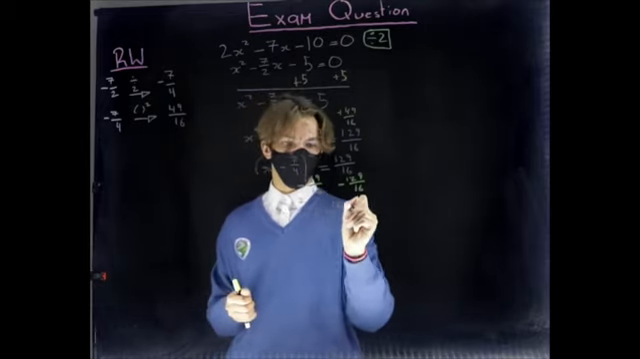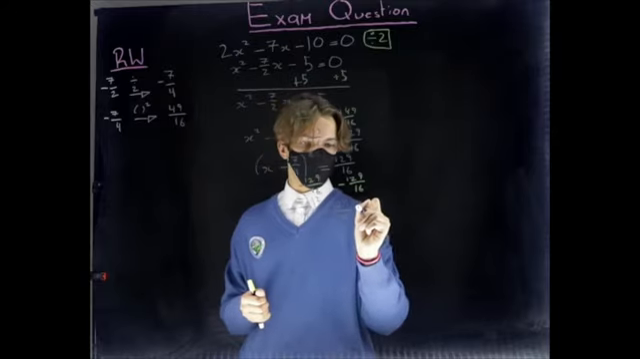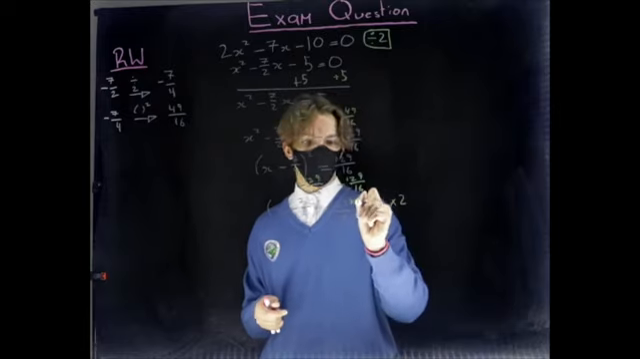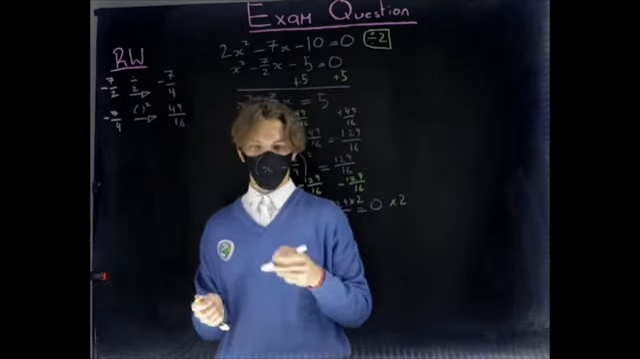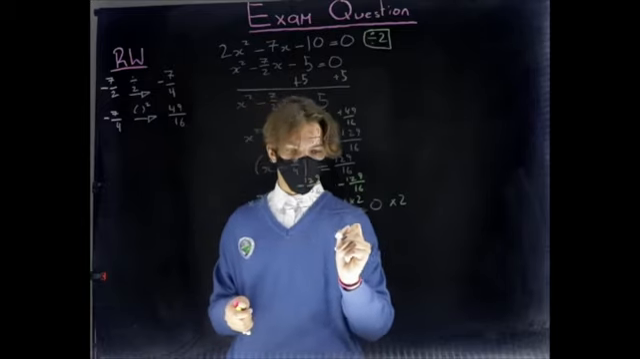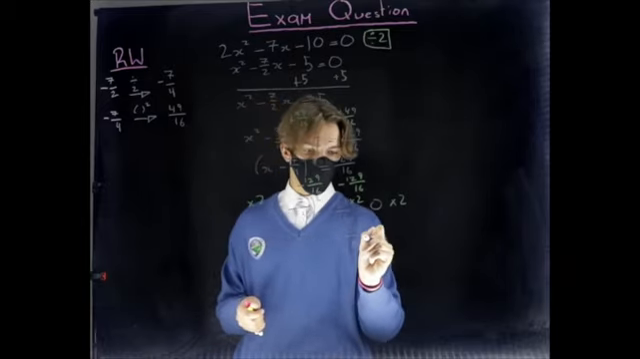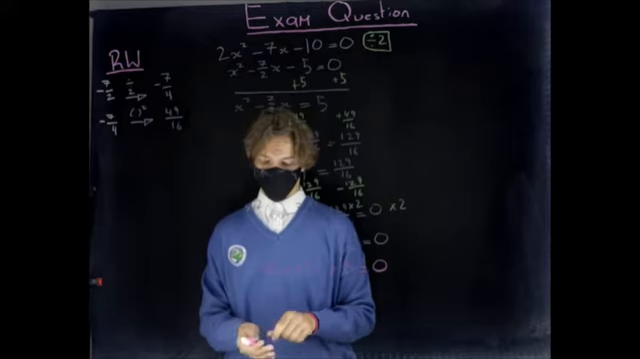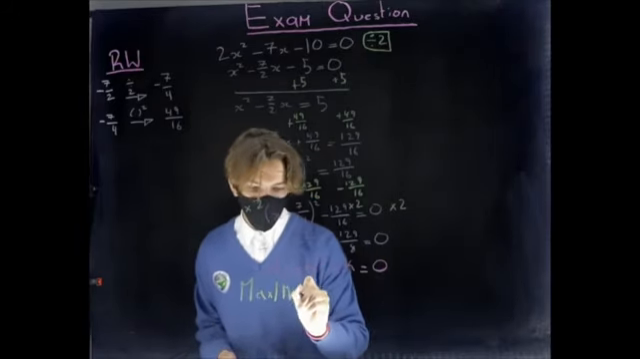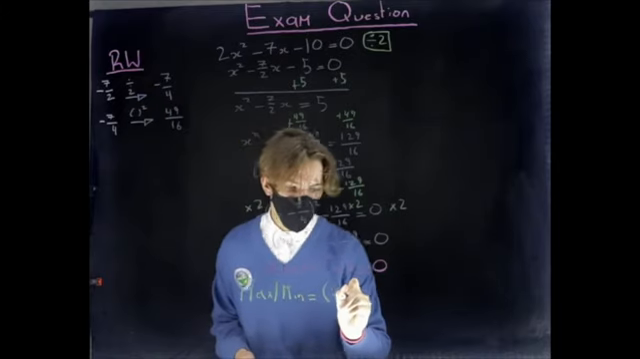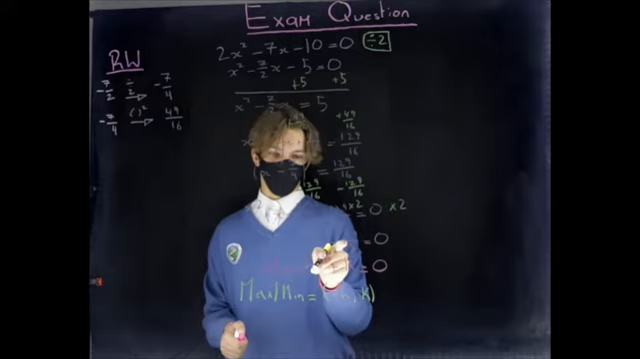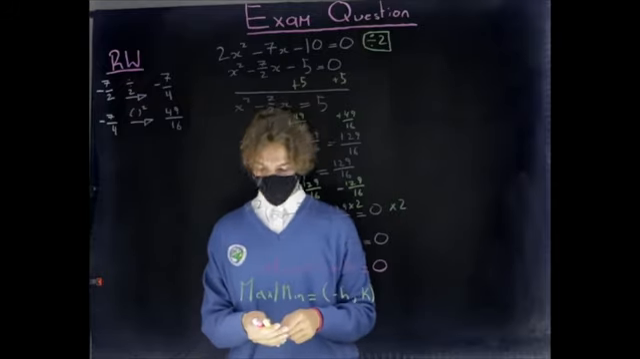Then our last step is to multiply by 2, because 2 was our original x² coefficient, to get 2(x - 7/4)² - 129/8 = 0. We now have it in the form a(x + h)² + k = 0, and from this we can see that our minimum point on the graph is (7/4, -129/8).